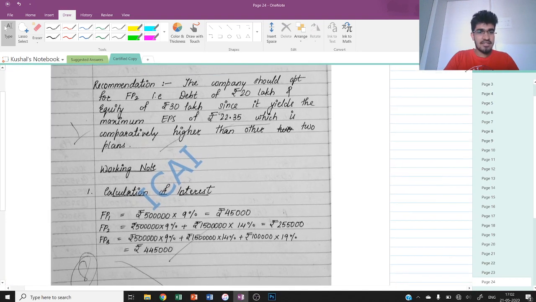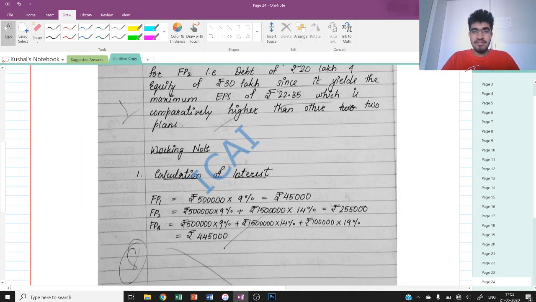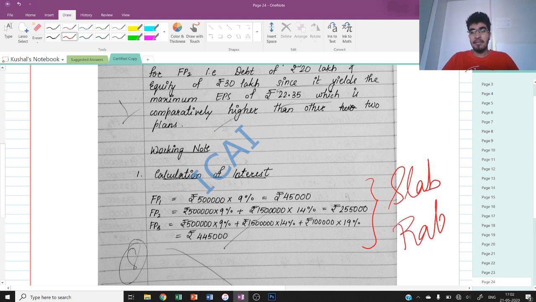See, the interest has been calculated as slab rates. Okay, so remember, when you have a question like this, the interest has to be computed as if you are computing the amount of tax as per the Income Tax Act, as per slab rates. So for the first 5 lakhs, the interest rate is 9%. If the debt is 20 lakhs, for the first 5 lakhs, the interest rate is 9%, and for the next 15 lakhs, the interest rate is 14%. If the debt is 30 lakhs, then the amount of interest would be 9% for 5 lakhs, 14% for the next 15 lakhs, and 19% for the next 10 lakhs.